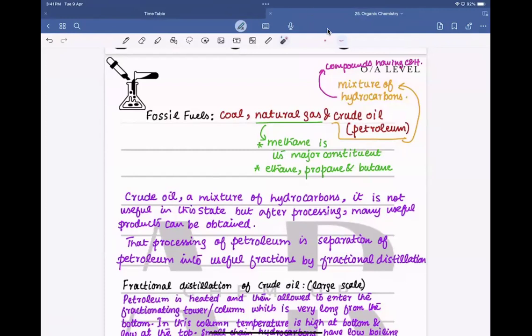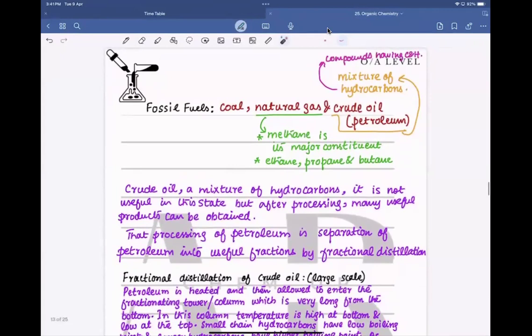Okay. The screen is stuck again. Now it's working. Okay.